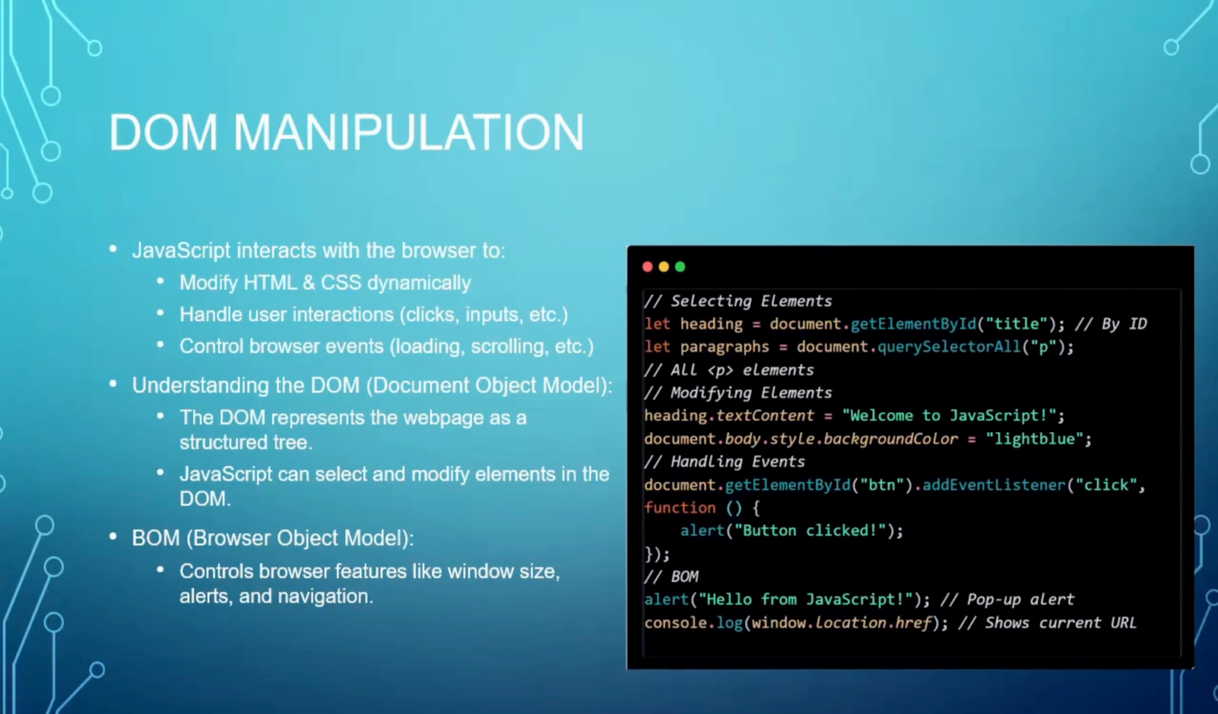For example, we can use document.getElementById to select an element by its ID. We can use document.querySelector to select elements using CSS selectors, element.style to change CSS dynamically, and element.addEventListener to handle user events. Another important concept is the Browser Object Model. It gives JavaScript access to browser features like controlling the browser window size, displaying alerts, navigating between pages, and many more. By mastering DOM manipulation, we can create interactive and dynamic web applications.